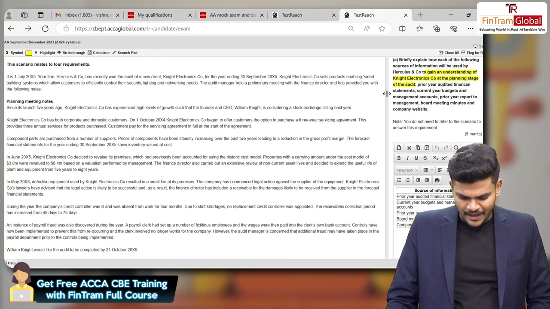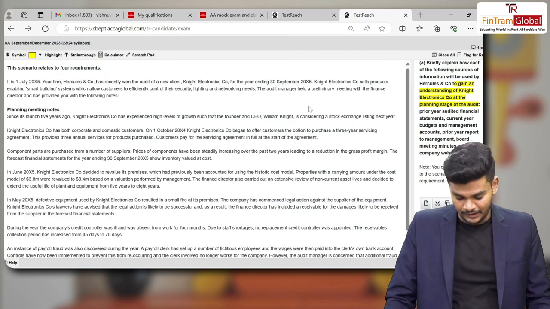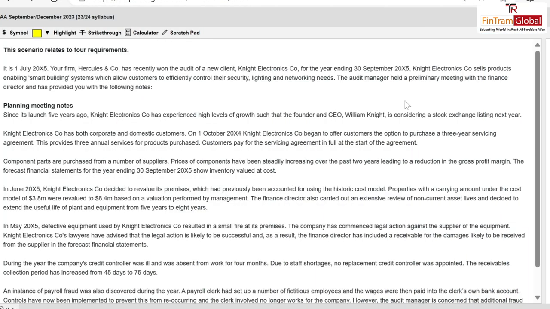So I'll just expand this so that we can easily read through each of these one by one and zoom in a little bit as well. So yeah, let's go through it. What's the situation? It is 1st of July 2005. Okay, so this is basically the current date. I'll just highlight that. Whenever reading the scenario, highlight all the relevant information. Okay, folks, so just keep that in mind.